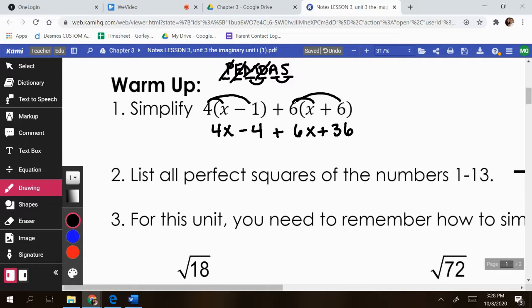So now we're going to combine like terms, essentially. What is a like term with 4x? Well, I'm looking for another term that has x in it. 6x has x to the first power in it. Add those together to get 10x. Then we have negative 4 and plus 36. Those are like terms because they're both constants. So we get 10x plus 32.